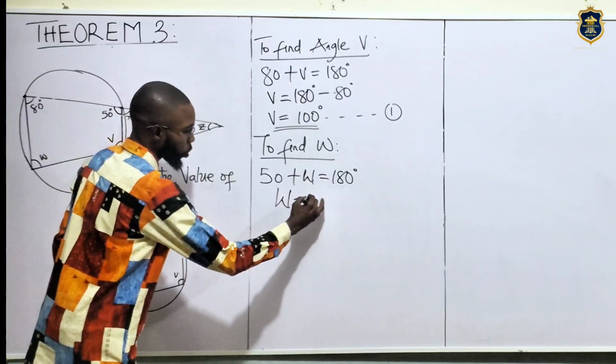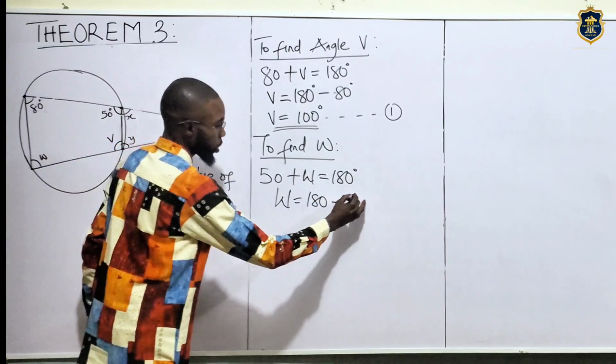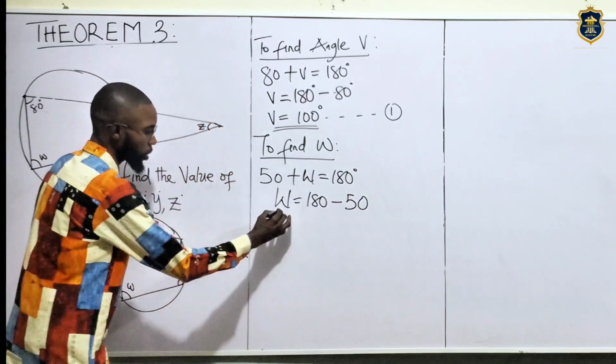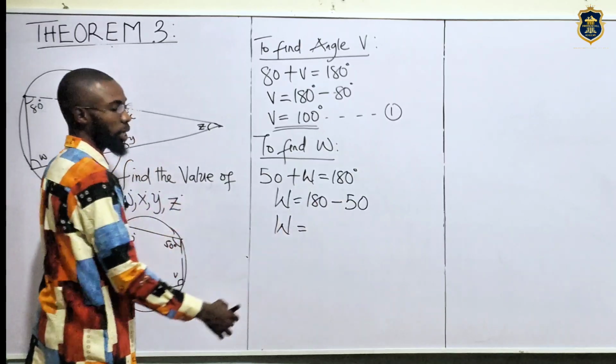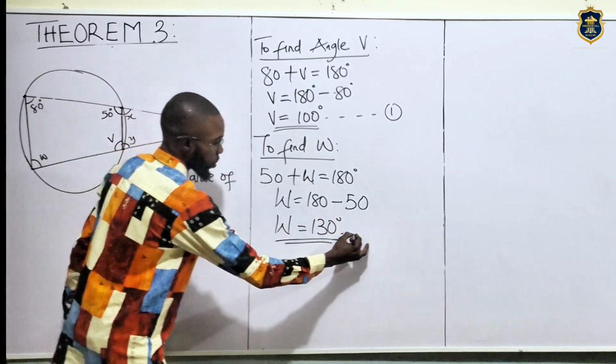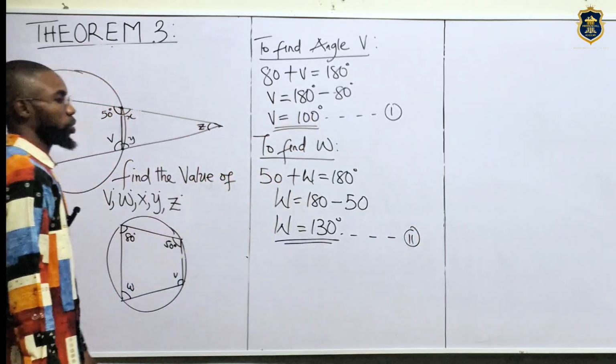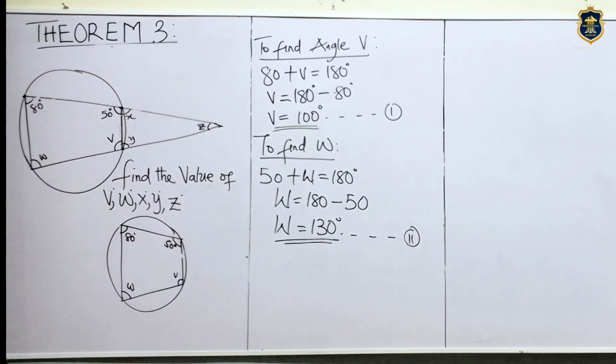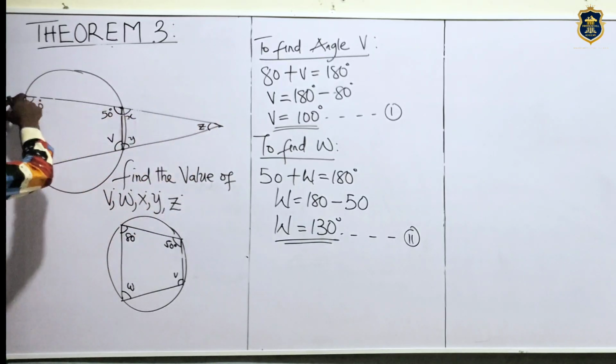That angle W becomes 180 minus what? Minus 50, right? So W becomes 180 minus 50, which gives us 130 degrees. That's the angle found in W. That's for number 2. How do we find X? It's easy. X is even the easiest. Look, this is a straight line.